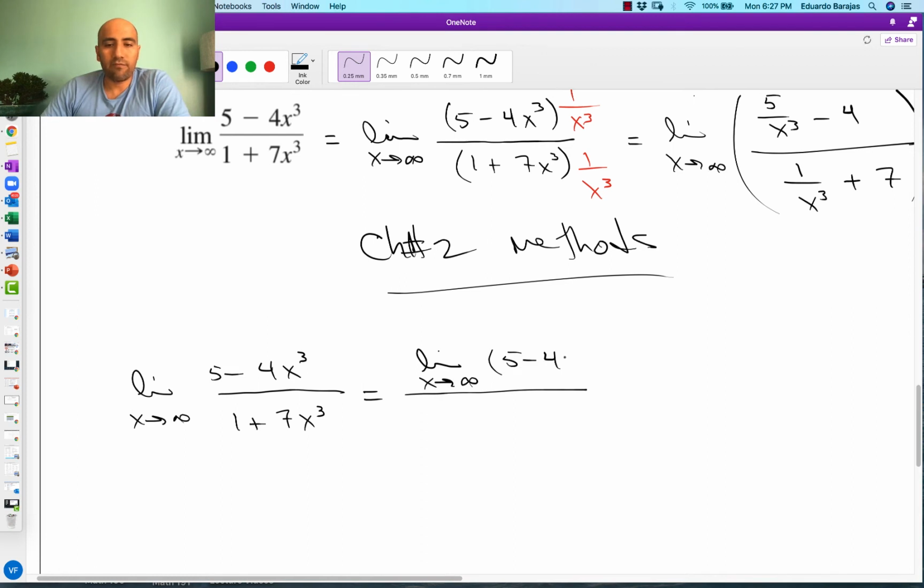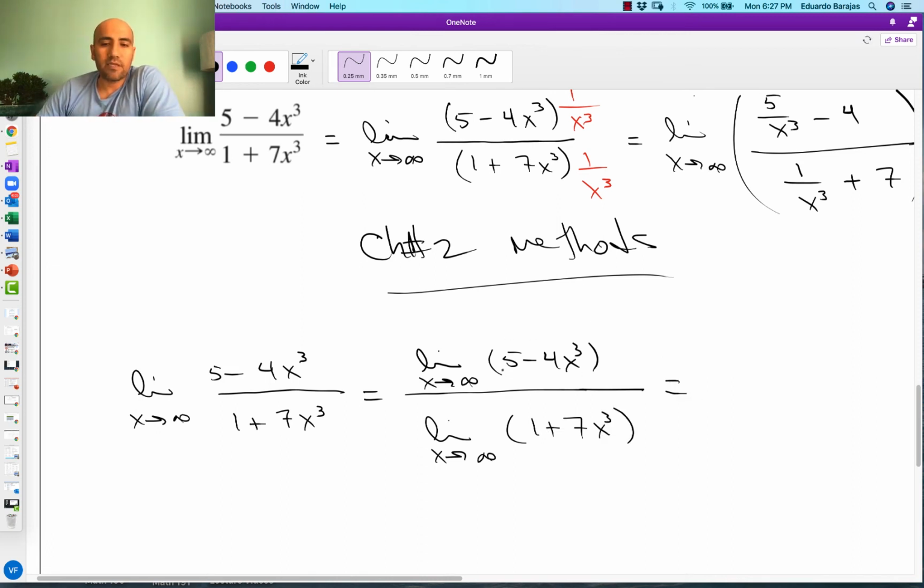That's 5 minus 4x to the third power. And then the limit of the denominator is the limit as x approaches infinity of 1 plus 7x to the third power. Think about what happens here. The limit as x goes to infinity, well, this part doesn't even have an x, so it's just 5. That doesn't matter. And as x goes toward positive infinity, there's this minus 4, so it goes toward negative infinity.